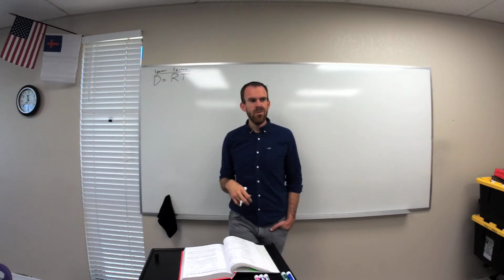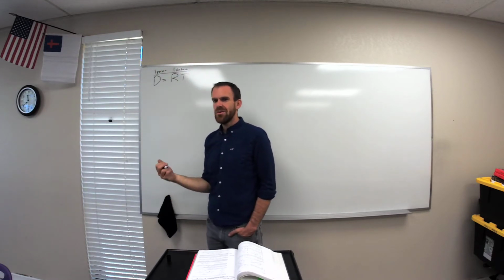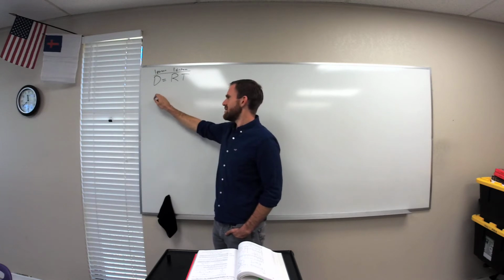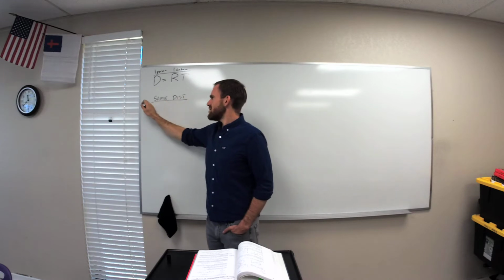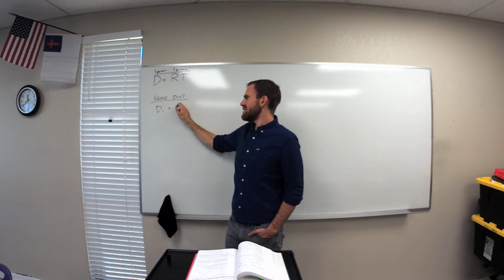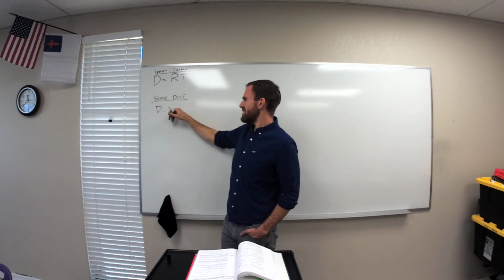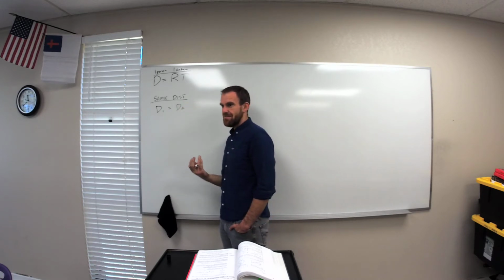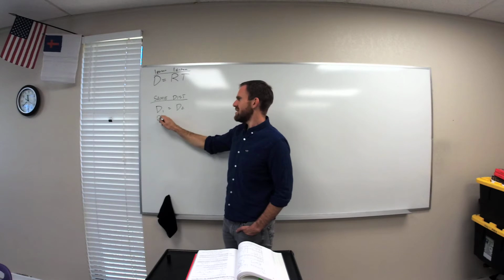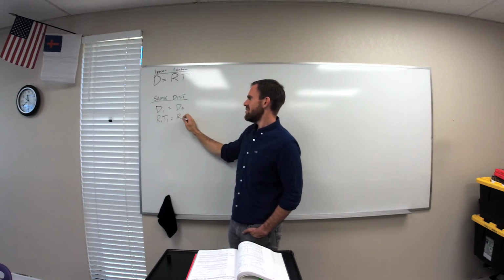Then we were like, well, what if we go somewhere and come back? Or we have two of the same distances. And so we said, well, D1 equals D2, right? Like if we go to CVS and then come back, the distance there and the distance back is the same. So that was R1 T1 equals R2 T2.